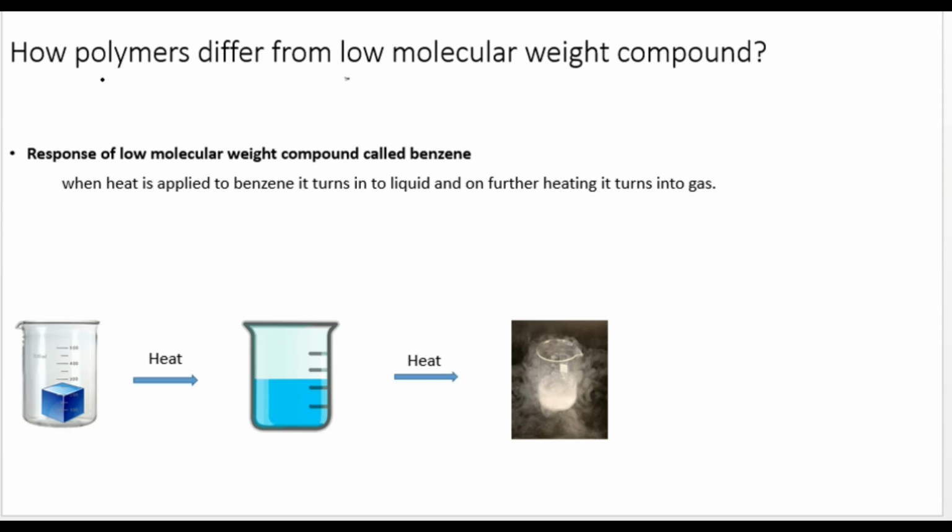Next, how polymers differ from low molecular weight compound. Consider a low molecular weight compound called benzene. When we apply heat on benzene, first it turns into liquid, and on further heating, it will turn into gas. So this is a basic response of a low molecular weight compound upon heating.